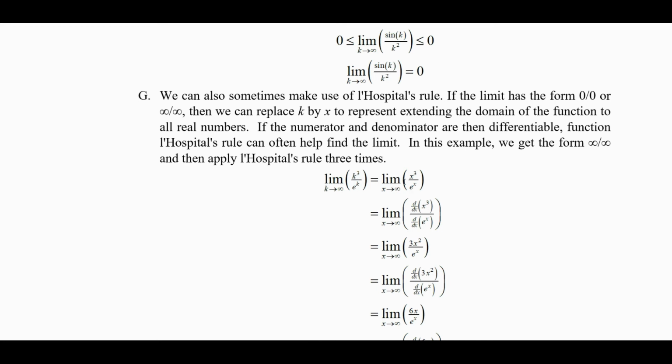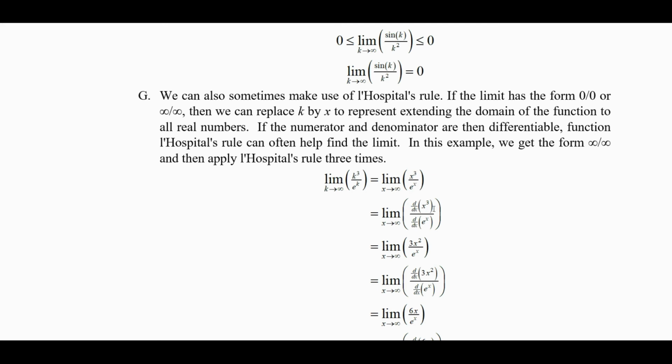Well, if it exists, this limit on the right is the limit as x goes to infinity of x cubed over e to the x. Now, it may just look like I just changed letters, but I mean more than that. On the left, I'm assuming k is a natural number. On the right, I'm assuming k is any real number, well, a big one at least, okay? And so now, this has the form infinity over infinity, so we can use L'Hopital's rule.